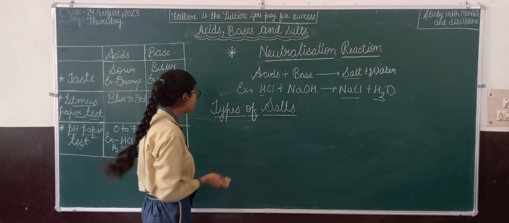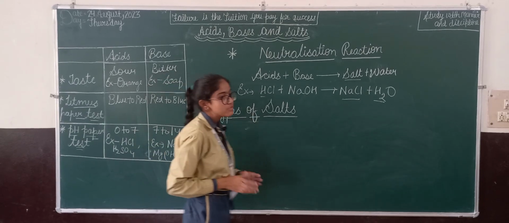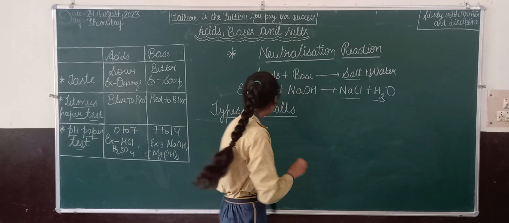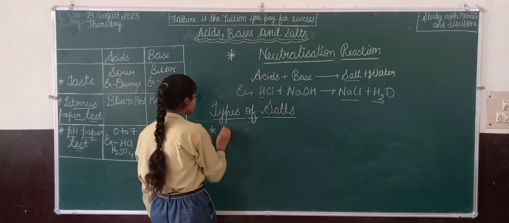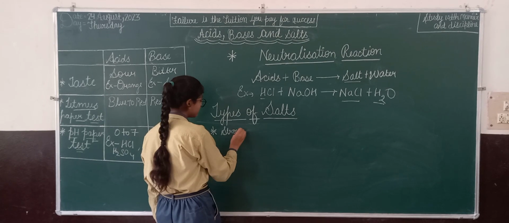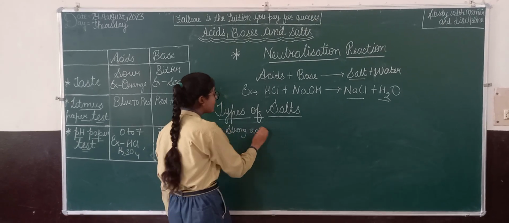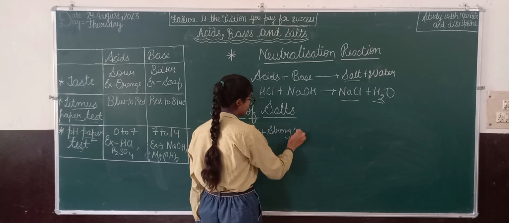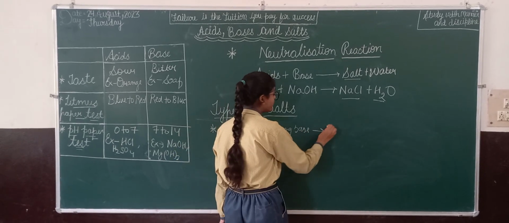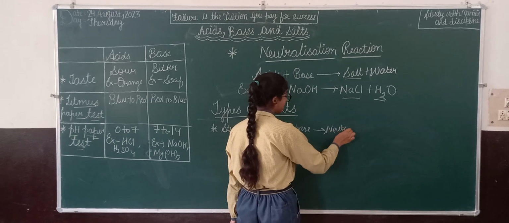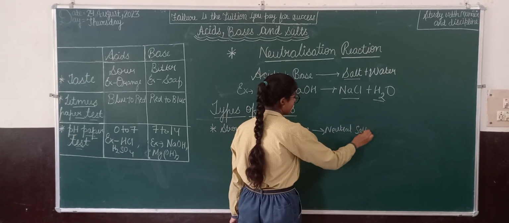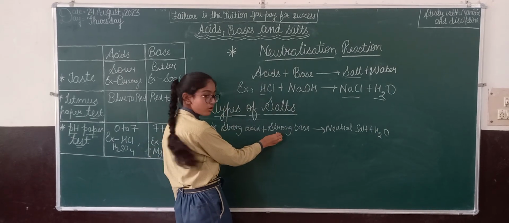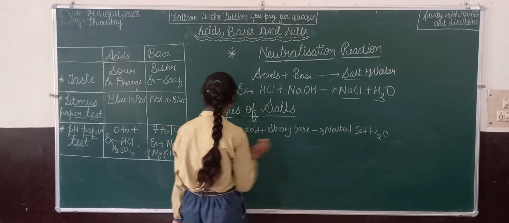Now we classify types of salt. Some salts behave like acid and some like base. So on the basis of this, when strong acid combines with strong base, they form neutral salt plus water. When strong acid combines with strong base, they form neutral salt plus water.